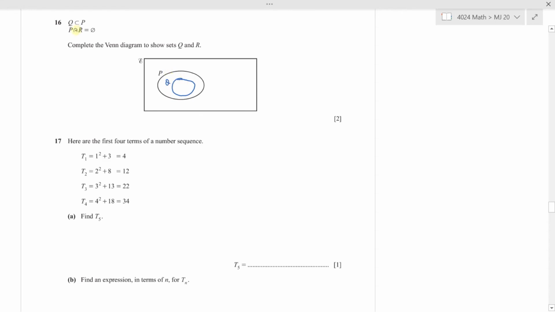And since P intersection R is an empty set, that means there is no intersection between your set R and your set P. So you can draw it separately like this. So this will be your set R. So their intersection is an empty set or a null set here. So this is how you will complete this Venn diagram.